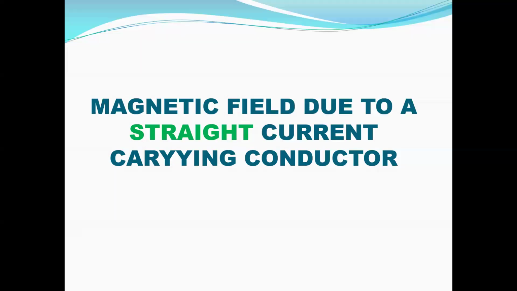We are starting from the title: magnetic field due to a current carrying conductor. This is a straight current carrying conductor. So you have to start from here. Magnetic field due to a straight current carrying conductor, like this is a straight wire, and it is carrying current.